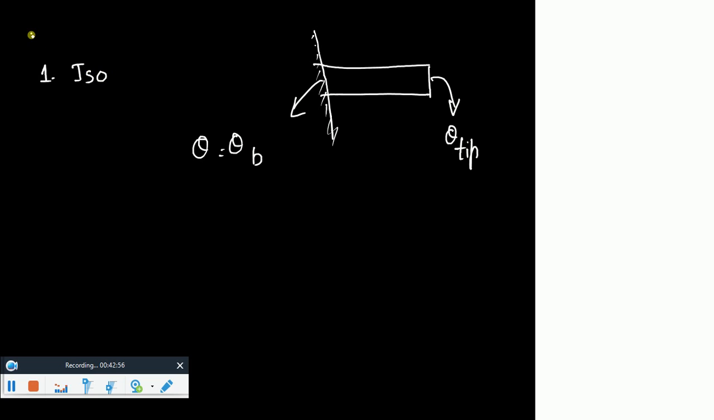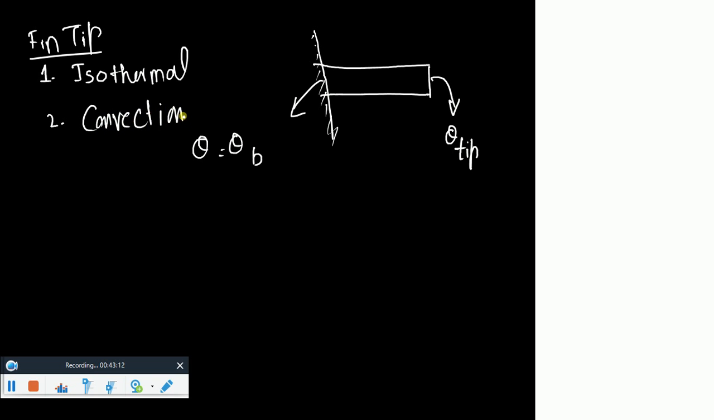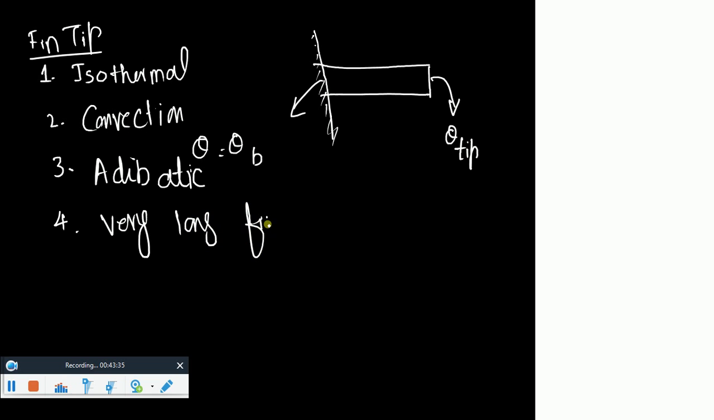One is, I assume that the fin tip is isothermal. I can assume convection taking place on the fin tip. Conduction is equal to convection. Third, I can consider the fin tip as an adiabatic surface. You know what we mean by adiabatic? Insulation, no heat transfer. And finally, you can assume a very long fin. So physically you have described everything.